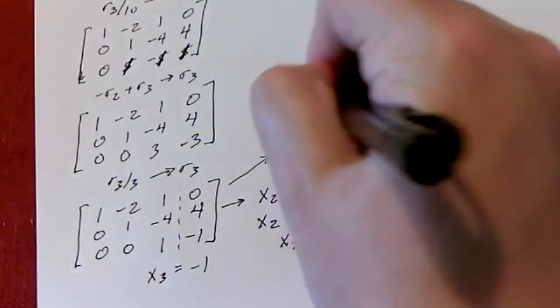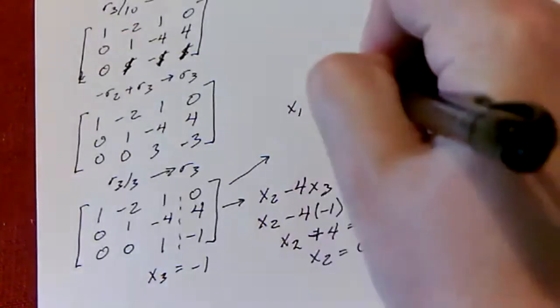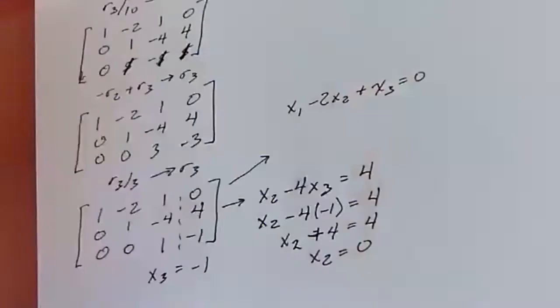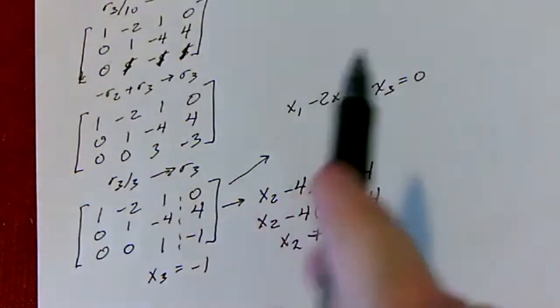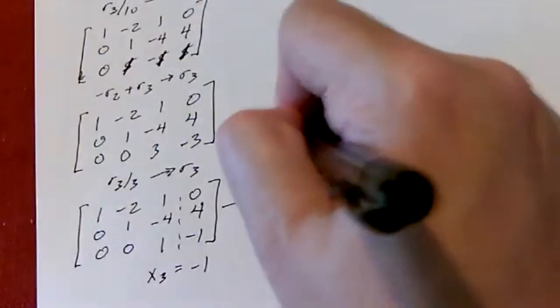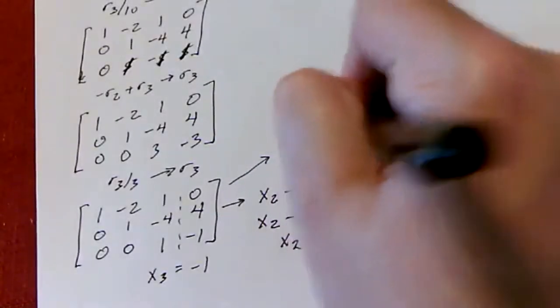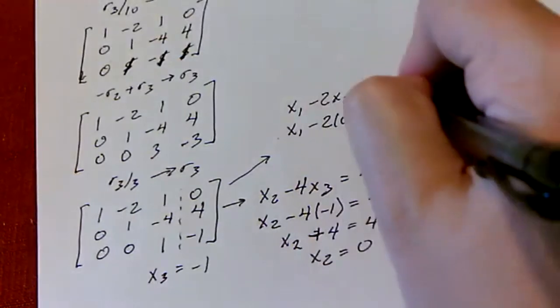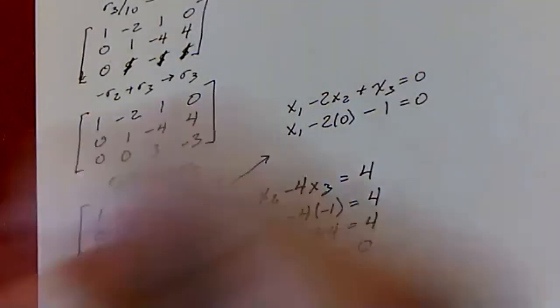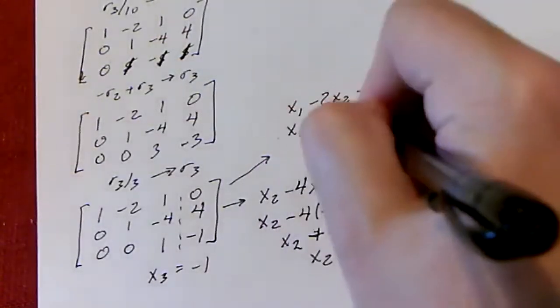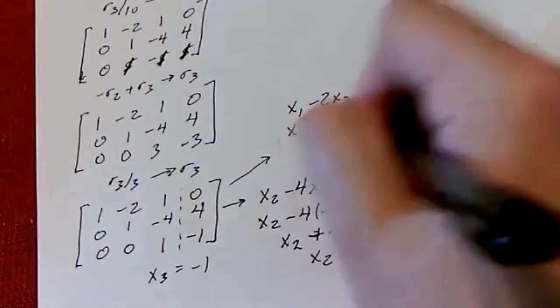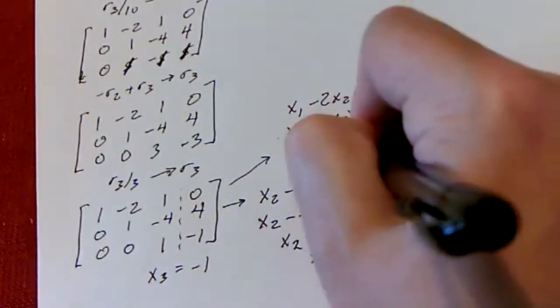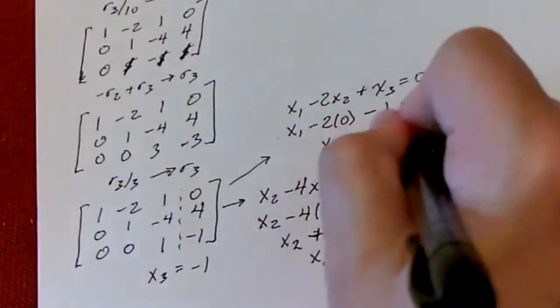Right? And now I can take my first equation. So I'm going to have x1 minus 2x2 plus x3 is equal to 0. But I now know x2 and x3. So this is going to be x1 minus 2 times 0 minus 1 for x3. So x1 minus 1 is equal to 0. So x1 is equal to 1.